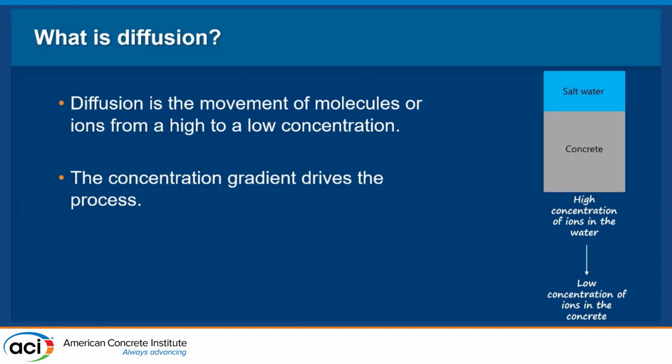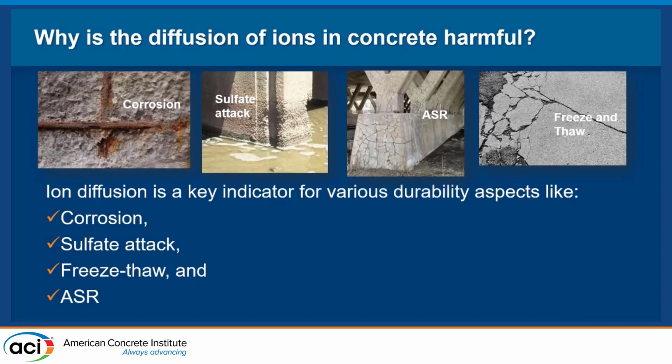What is diffusion? Diffusion is the movement of ions from a place with a high concentration to a place with a low concentration. Actually, this is a concentration gradient that causes ions to move from places with a high concentration to places with a low concentration. So why is the diffusion coefficient important? Because the diffusion coefficient is a key indicator of many concrete durability problems, including corrosion, sulfate attack, ASR, and freeze and thaw.